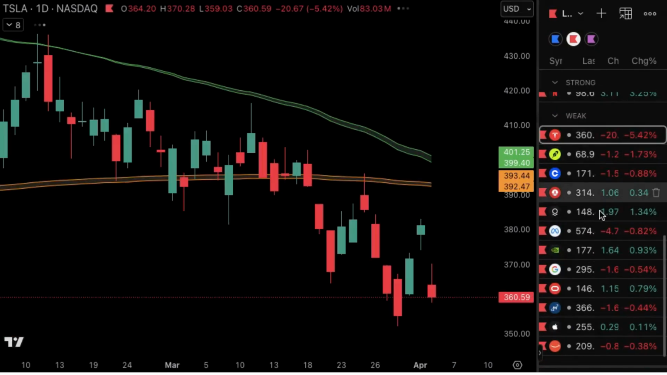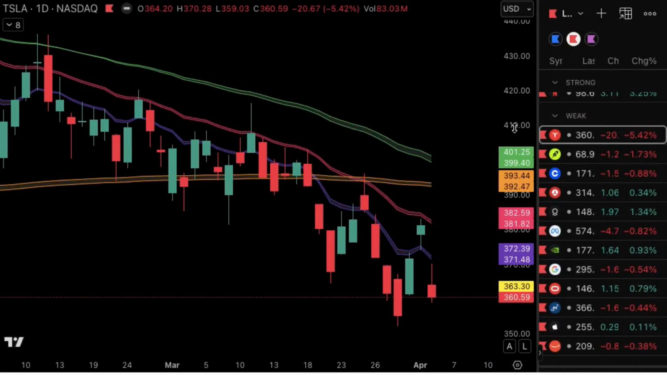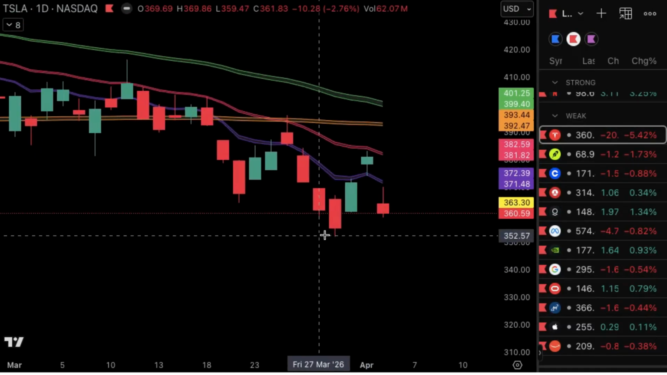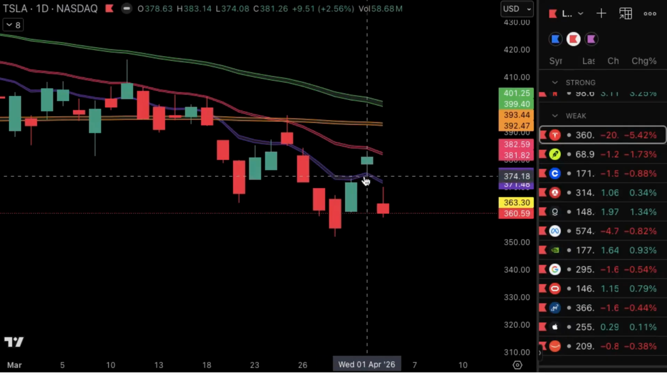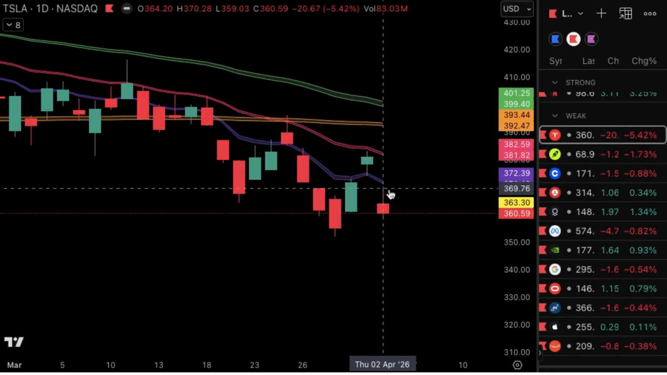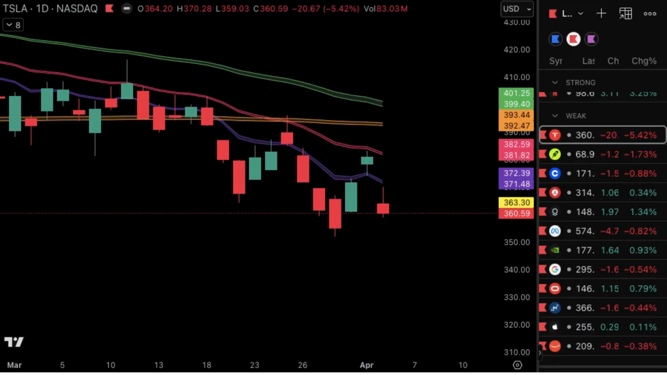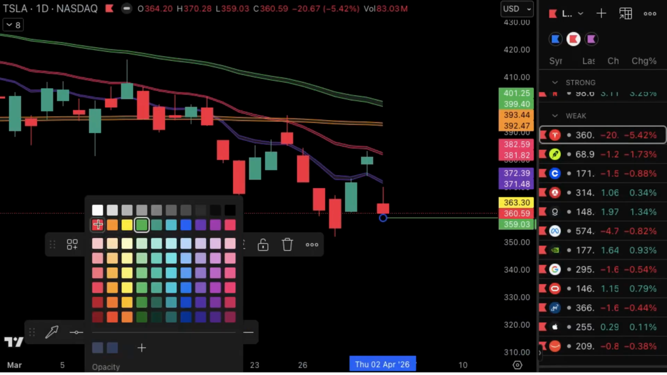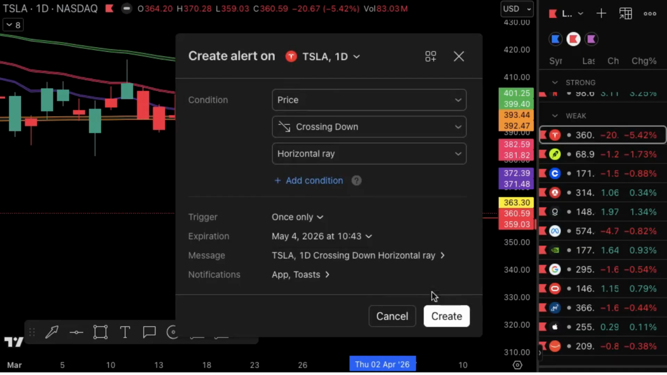On to Tesla. So now we're in the weak section of my watch list here. I really like Tesla to the downside. You can see we broke above the daily 9 EMA, but now we came back lower and we retested almost perfectly to dump on Thursday. So now what I'm going to look for is some continuation lower.